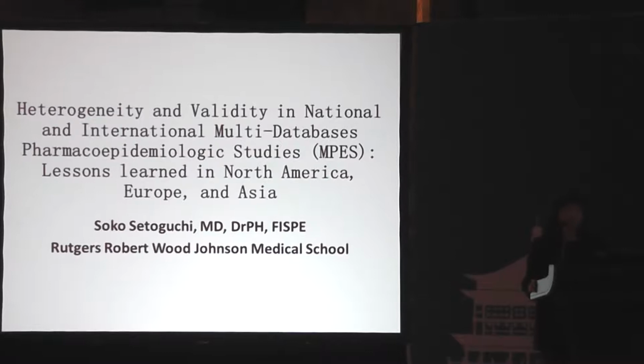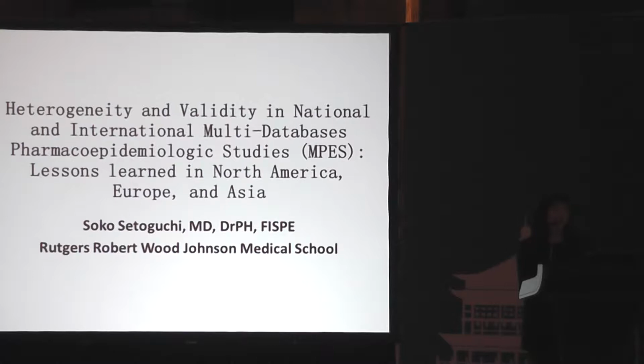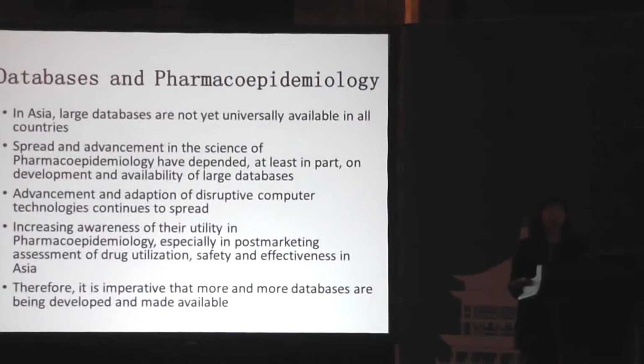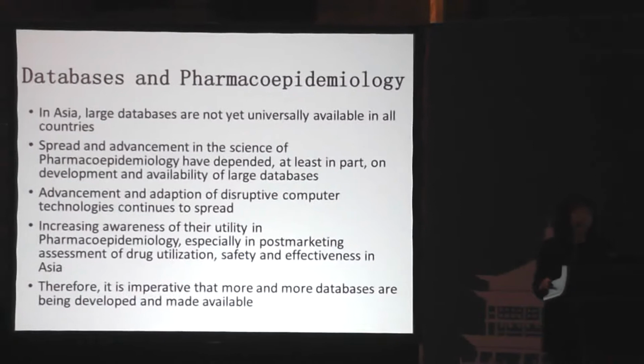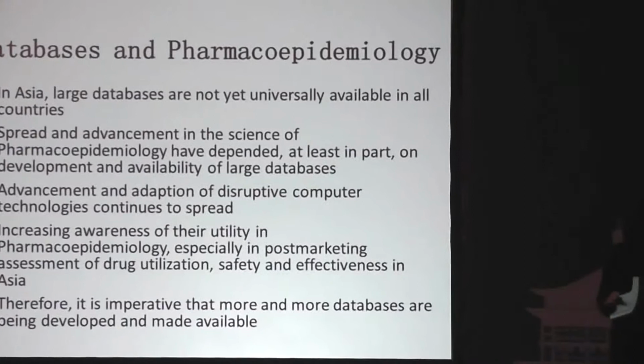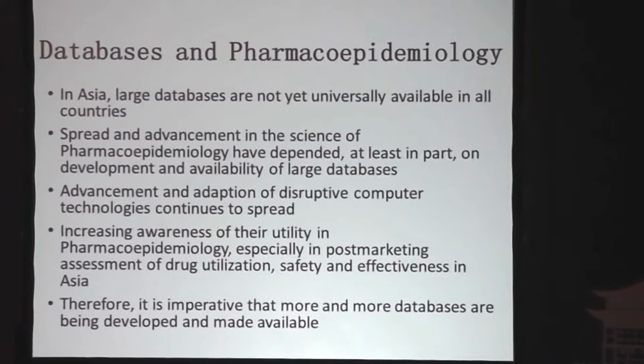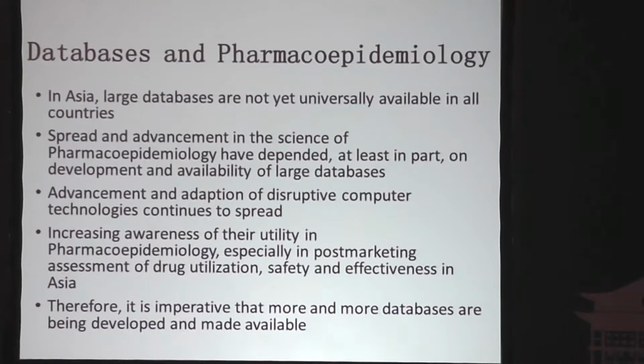So what we're talking about today is multinational databases and heterogeneity. In Asia, large databases are not yet universally available in all countries for research. However, I think you all agree that databases played a pivotal role in the development of pharmacoepi science and the spread of the science. In many countries in Asia, we're recognizing that, plus there has been increasing advancement and adaptation of disruptive computer technologies. So it's imperative that we will have databases at some point in probably all countries.